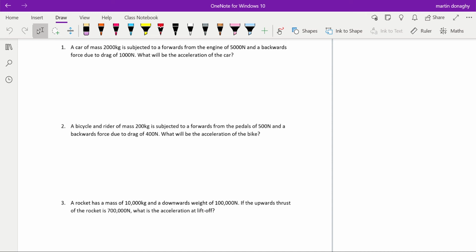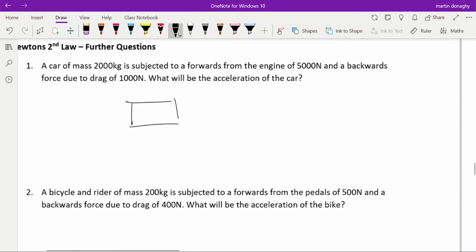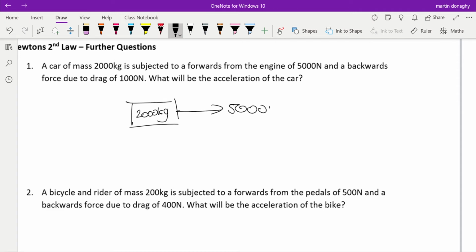Okay, let's go through the answers to these questions. So it says a car of mass 2,000 kilograms. So if we just draw our car, a little bit bigger, and say that it's 2,000 kilograms, subjected to a forwards force of 5,000 newtons and a backwards force due to drag of 1,000 newtons, and it's asking us what will be the acceleration.